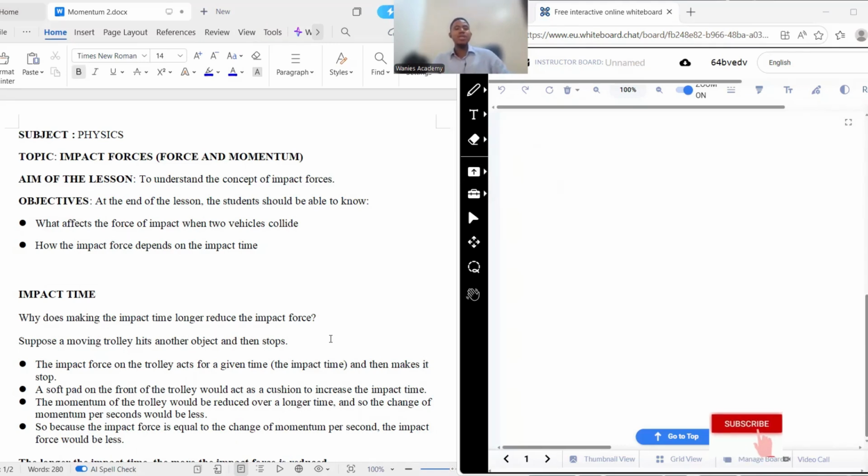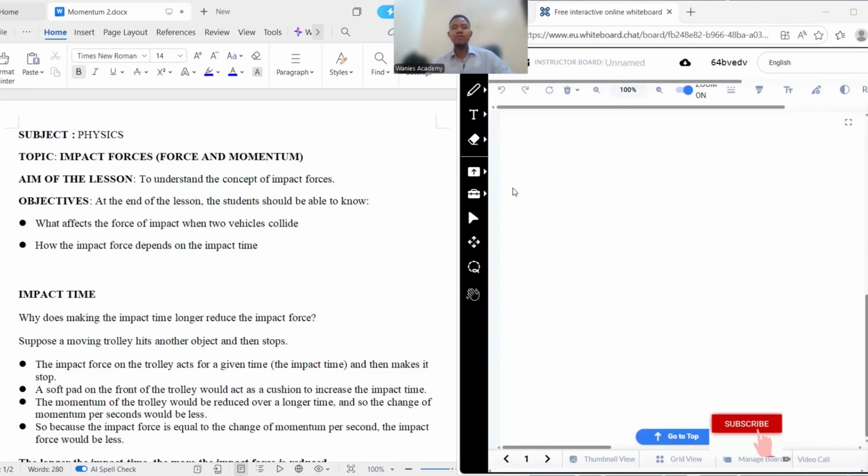What does that mean? In force and momentum, at the time of collision, the time precisely is the one that will explain or gives the magnitude of the force applied. How? When there is an increase in time, it will reduce the force, but when we have a lesser time taken, then there will be an increase in force. How do we have that?